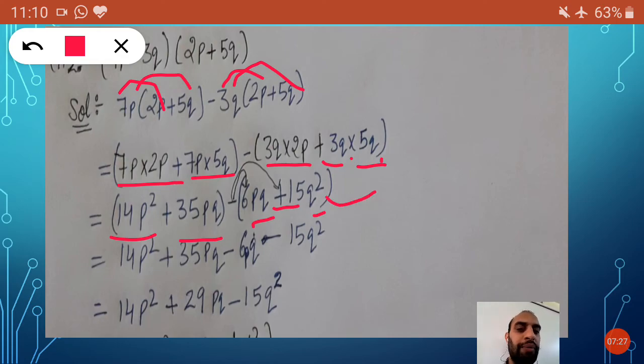So next step is to check the like terms, that means having same terms. First term becomes 14p square, so there is no other p square. Again in the same line you can check, that means I need to write 14p square as such. Next 35pq is similar to 6pq, so that means 35 minus 6 I need to do here. Last is 15q square, it remains similar. So in the last you can write in this way, 14p square plus 29pq minus 15q square. So in this way you can solve these questions.